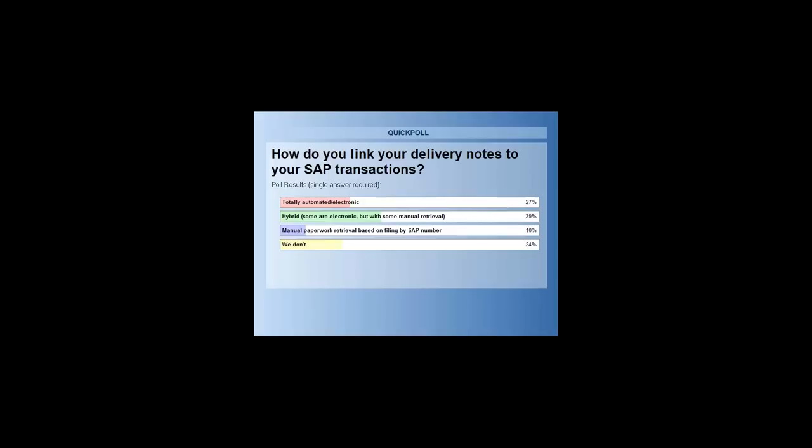Thanks very much, Susie. The hybrid approach is interesting if you're linked to your SAP transaction, which is going to be your main number. But that manual retrieval means you're still going to be incurring a lot of cost with people having to go and hunt out archive notes. And certainly for the 24% of people that aren't linking delivery notes to SAP transactions, it can be quite awkward to go back for historical reasons if there were any queries over it.